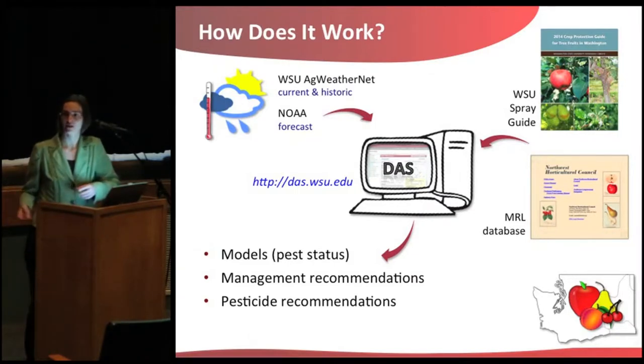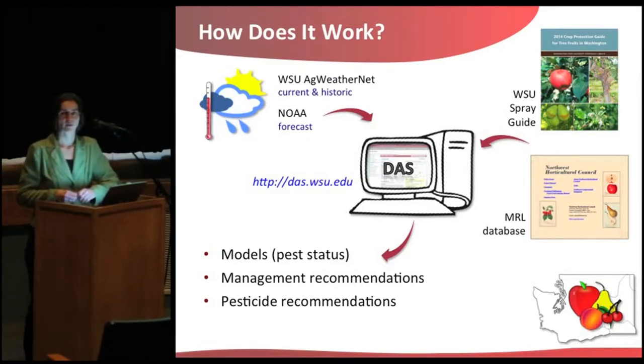What we do is we take weather data from AgWeatherNet as well as from the NOAA forecast system, and we take that weather data to run our pest models. And the pest models calculate what status the pest is in, and linked to that is our recommendations. In our management recommendations, we include information from the WSU Crop Protection Guide. So from there we get information what pesticides are recommended at what time of the year for which crop and against what pests. Then we also take information from the Northwest Hort Council, from their MRL database, maximum residue level data, and that we show you on DAS as well. So we take a lot of different information and put it into one so it's easy for you to use and make best choices for pest management.